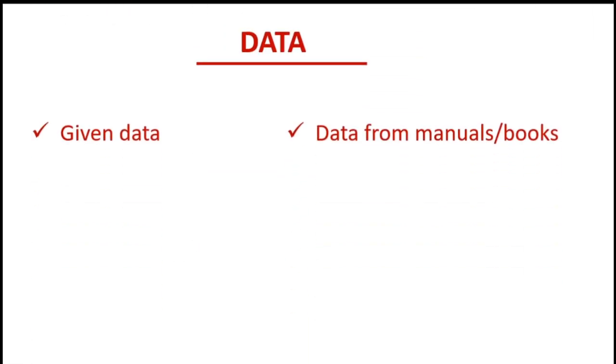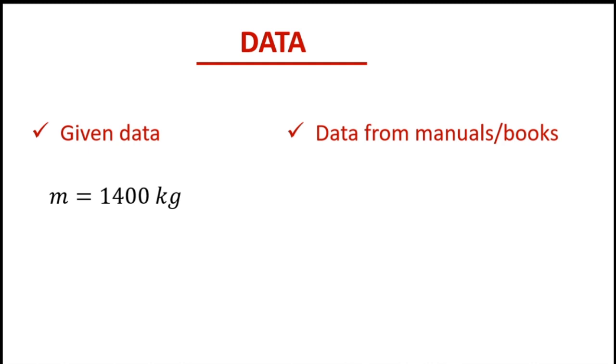At first, we have to note down all available data. We will note it down as two types, which are given data and data from manuals or books. Given data means data given in the problem, while the other is data obtained from manuals or reference books. The only given data is M, which is equal to 1400 kilograms.